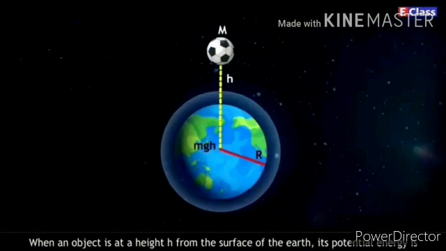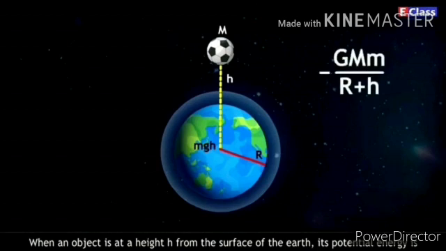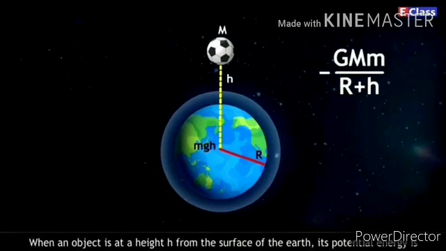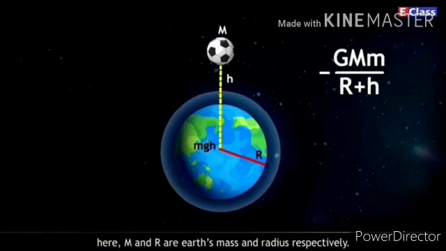When an object is at a height h from the surface of the earth, its potential energy is given by the formula minus capital G, capital M, small m upon r plus h, where capital G is the universal gravitational constant, capital M is the mass of the earth and r is the radius of the earth.